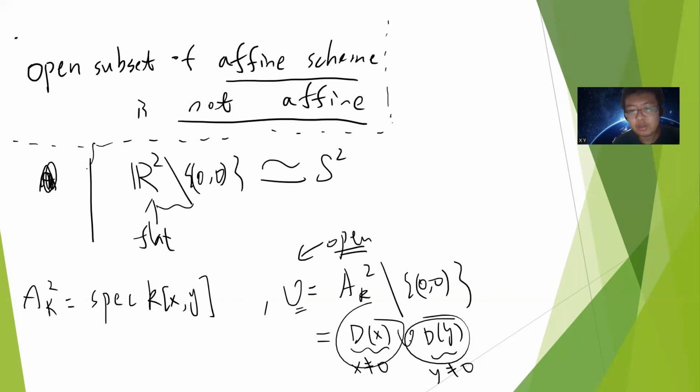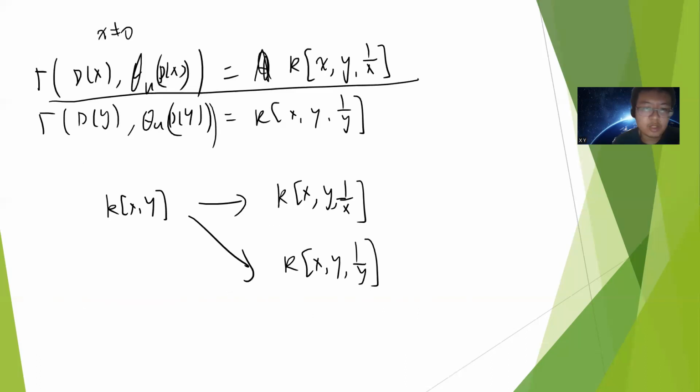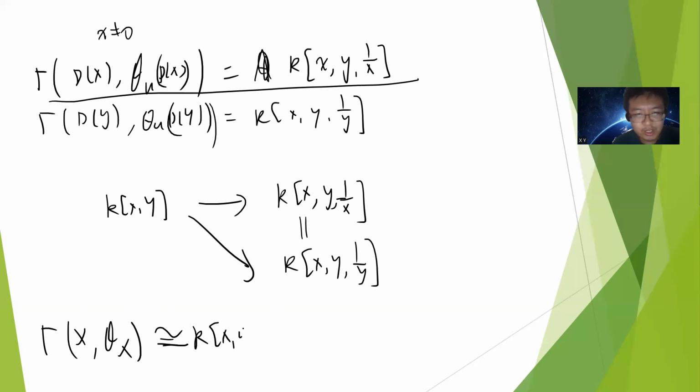But your space is the union of these two, right? So your global function should survive on both of these. So your O(X) should be the function that survives on both. So you need to find an element which they are equal. But this one contains 1 over x, and this one contains 1 over y. So the only possibility is that there should not be 1 over x and 1 over y. So your global function will be k[x,y].